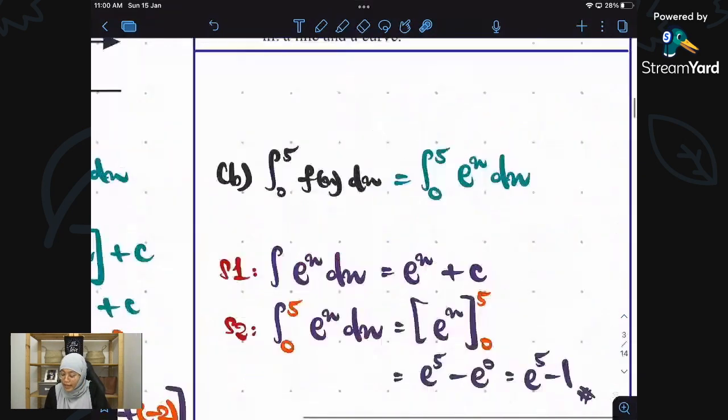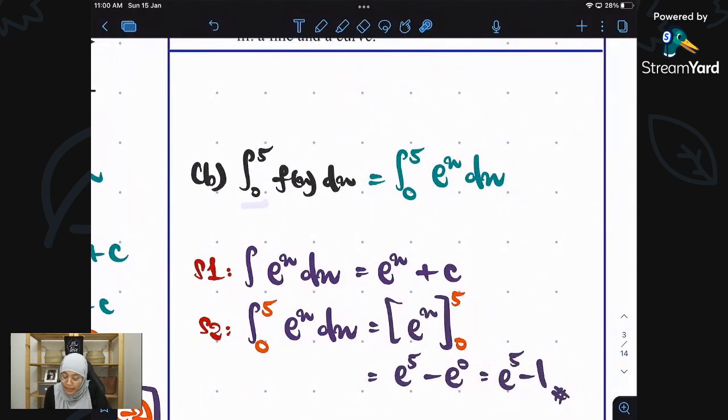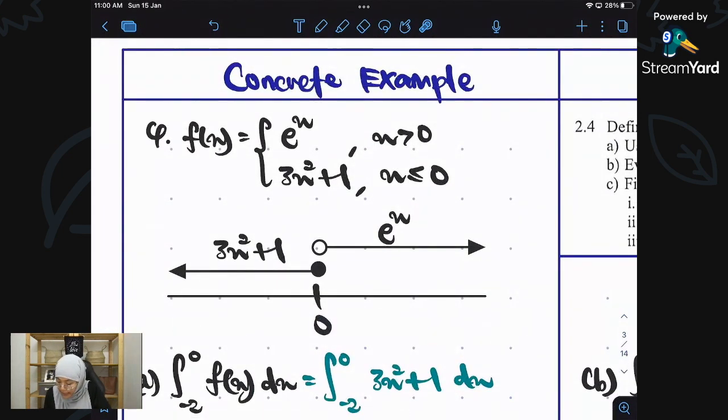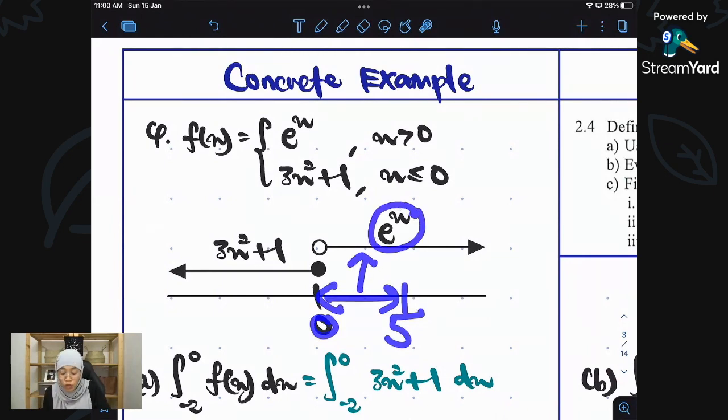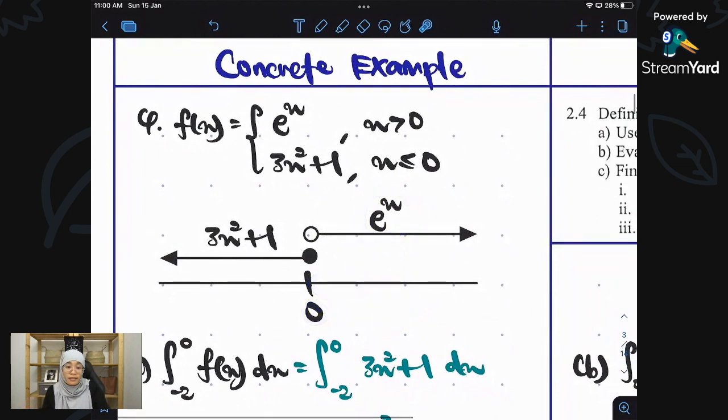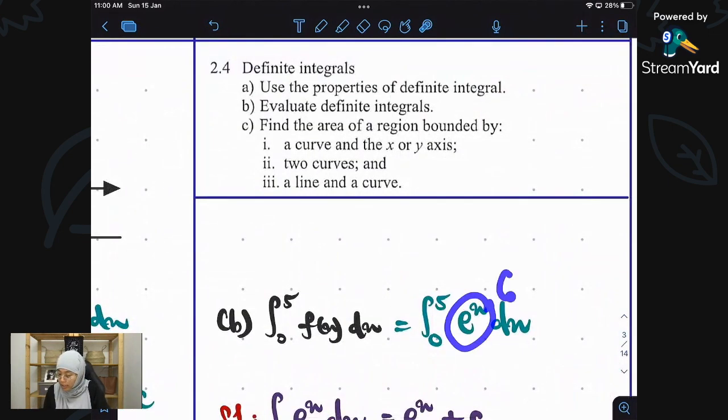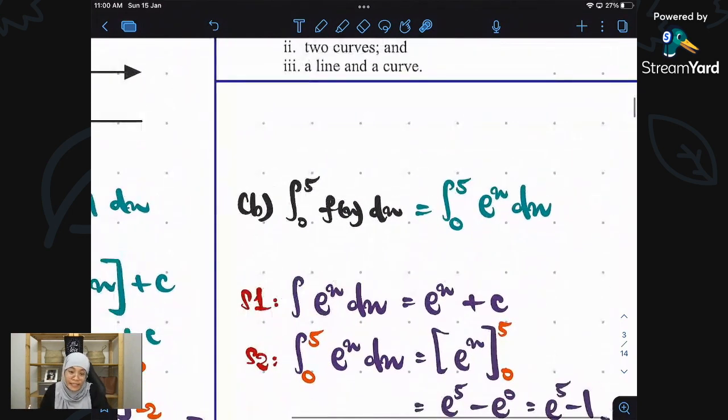How about B? Look at here B. The B here is from the limit of x equal to 0 until 5. So here is a different function. If you look here in my number line, the limit of B is from 0 until 5. Therefore, this region, this area is where we need to choose the correct function, which is the exponent function, e^x. Okay, so please choose the correct function and it will give you 1 mark. Okay, this type of question is pemilihan function itu kena tepat. Kalau tak, salahlah jawapan kita. And then we must always look at this limit.